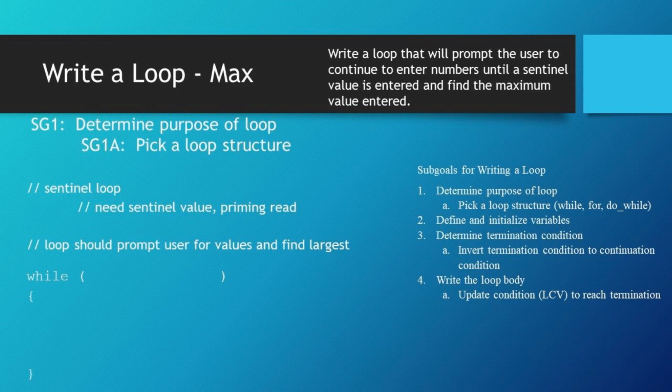Notice the comment stating we need a sentinel loop, which means we need a sentinel value and have a priming read before the loop begins. The loop should prompt the user for values and find the largest value.